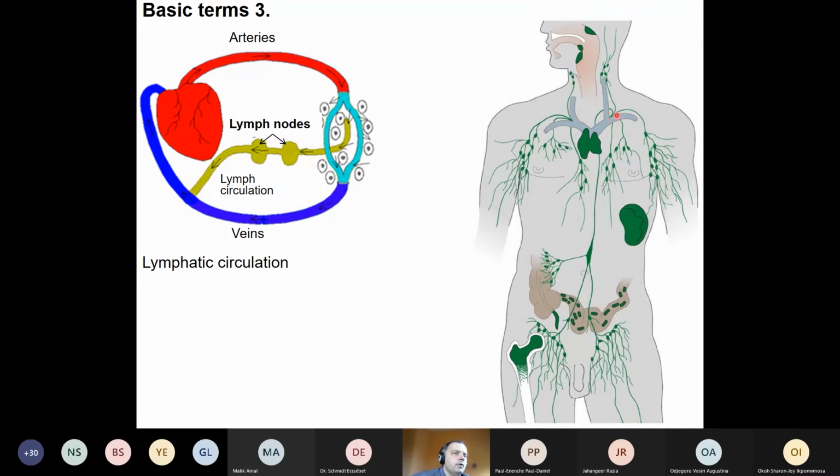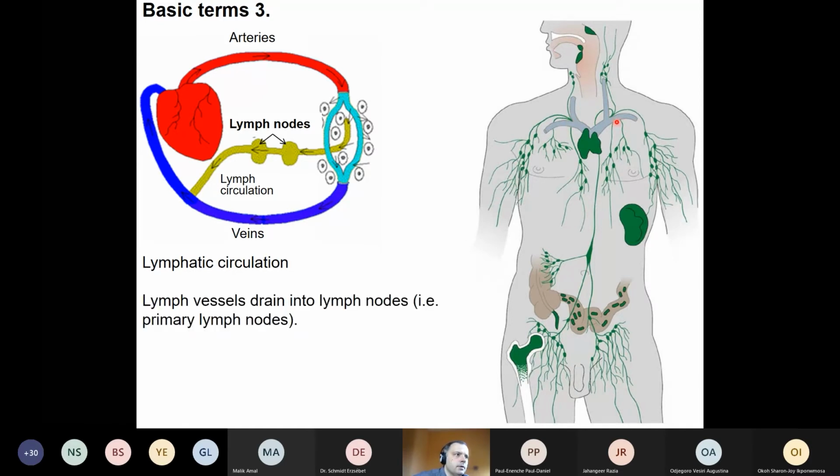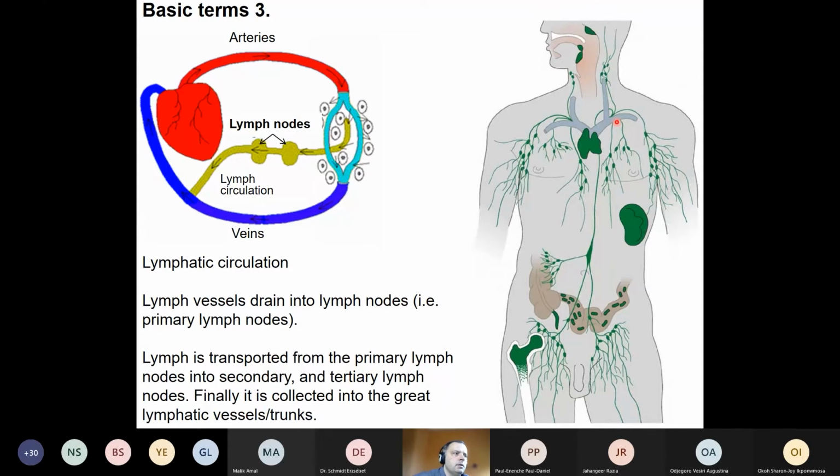This point where the lymph fluid returns to the venous circulation is found in the neck area, in the venous angles. I will come back to this point a bit later.